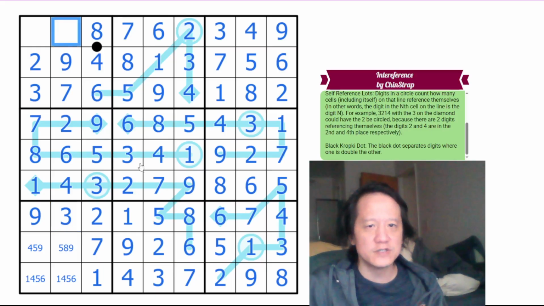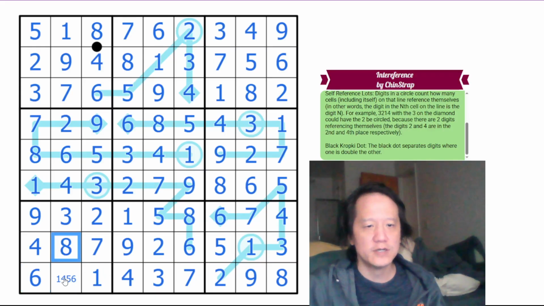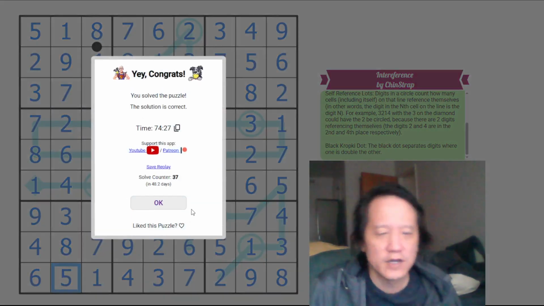That leaves this digit as 1 or 5. This can't be 1 because of the 1 in the column, so this is 5, that's 1. This can't be 5 or 9, so it's 4. This can't be 1 or 5 or 4, so that makes that 6. This can't be 5 or 9, so it's 8, which leaves this digit as a 5. And that's a solution.